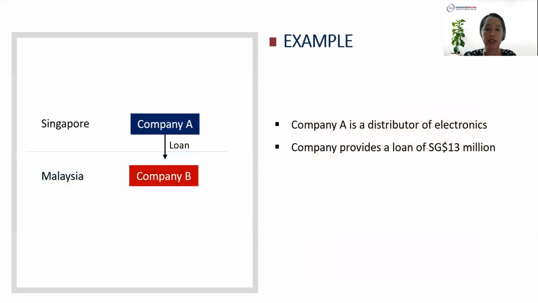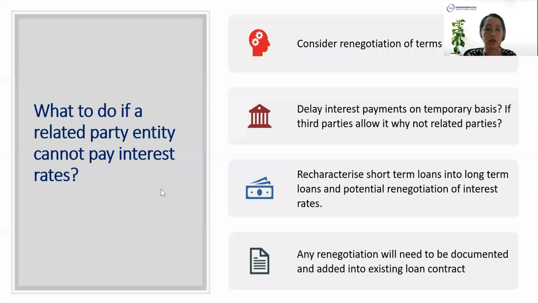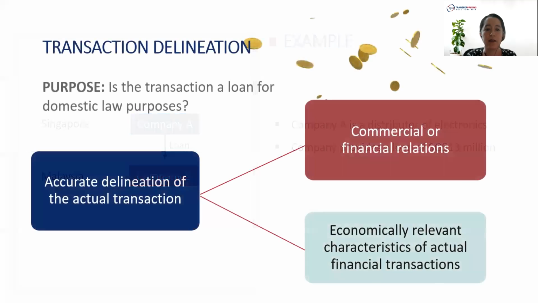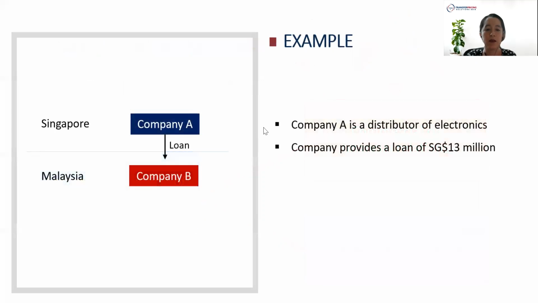So now, what are the issues that can arise from COVID-19? Let's see this example. We have company A that is a distributor of electronics and provides a loan of 13 million to company B located in Malaysia. So some of the issues that can arise are basically circumstances where maybe company B does not have enough cash flow to pay the interest. So what can Singapore company A do?